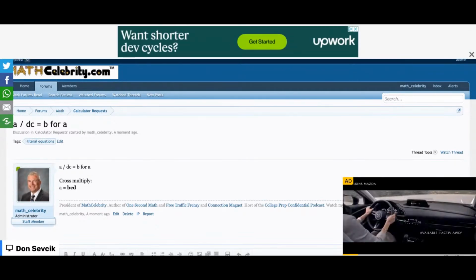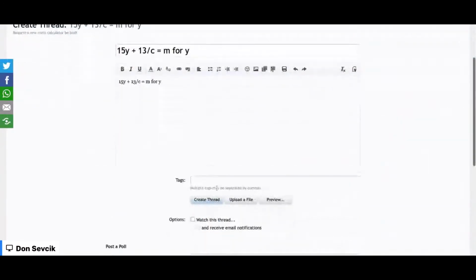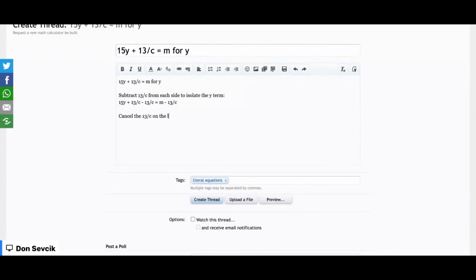All right, here's another literal equation. We've got 15y plus 13 over c equals m for y. Subtract. I want to isolate the y term from each side to isolate the y term. I'm going to do this. Minus 13 over c, and then we got minus 13 over c. Cancel the 13 over c on the left side. And we get 15y equals this.